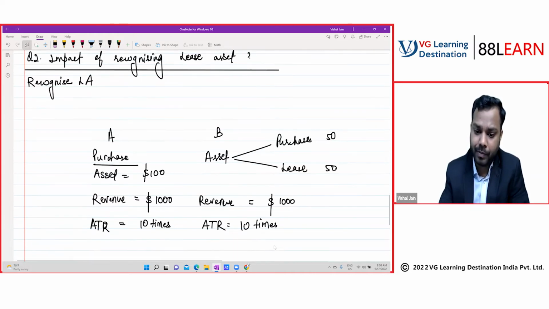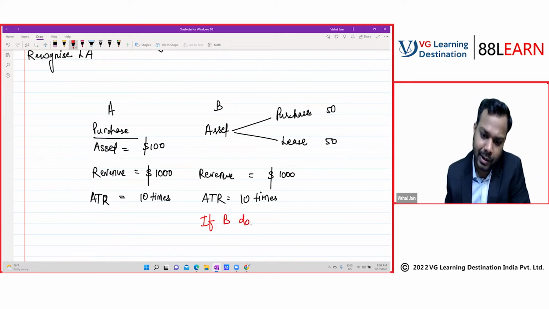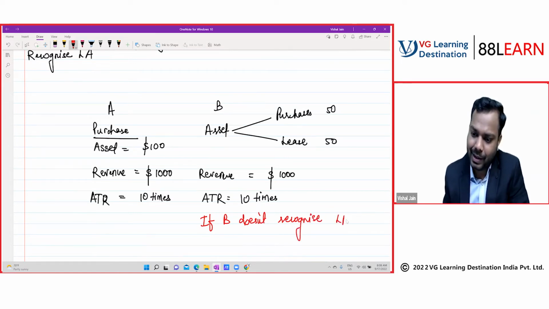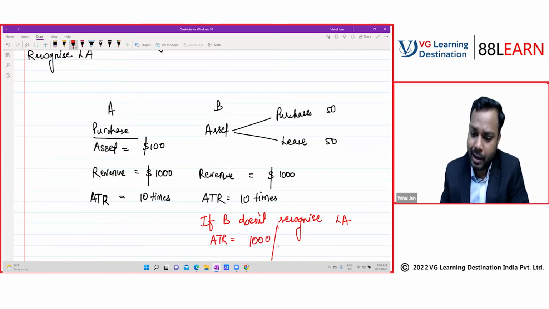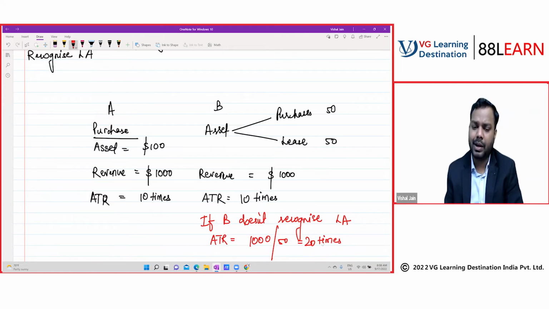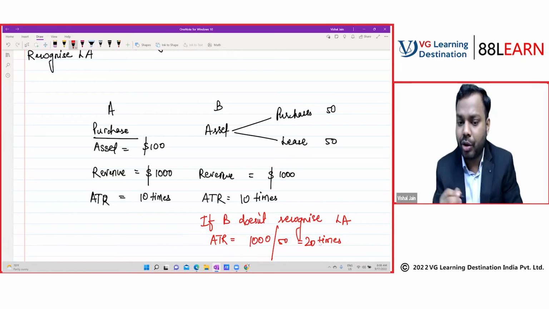But if B doesn't recognize the lease asset, then ATR will be what? ATR will be 1,000 divided by 50, which is equal to 20 times. Now what is happening? Just by changing the accounting treatment, you are able to play with your ratios.